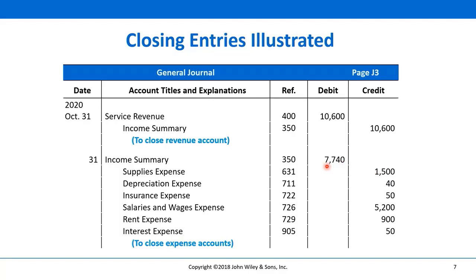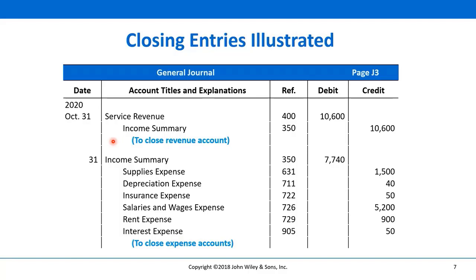Okay. So 7740 will be debited in the income summary account. So first job we are done. We have closed the revenue account. Then we have closed all the expense accounts, and to do this we have used a new account named income summary in our process.